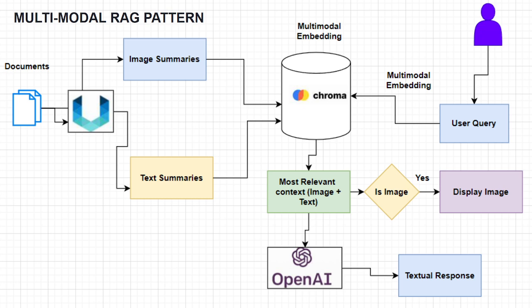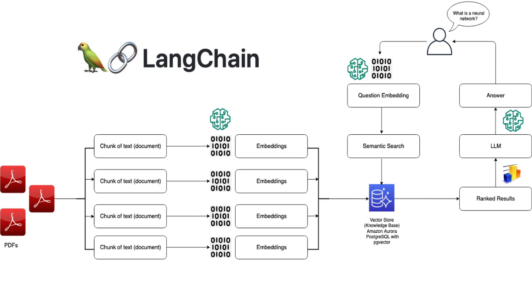We need to insert the document and it segregates into images and text, and those summaries get stored into a vector DB, that is Chroma. This is a database, and here the multimodal embedding goes on. If a user asks a query, it searches for the relevant information and gives you the output.